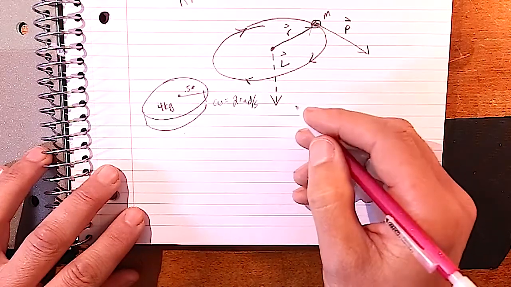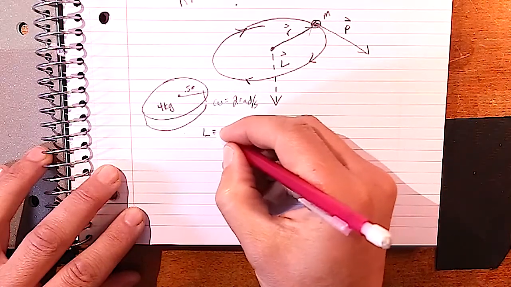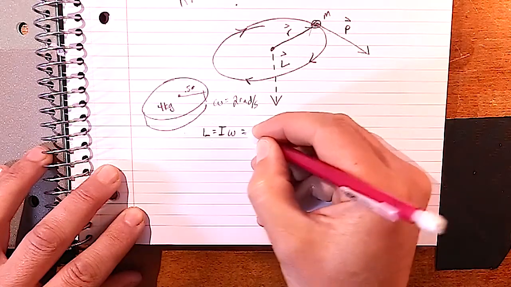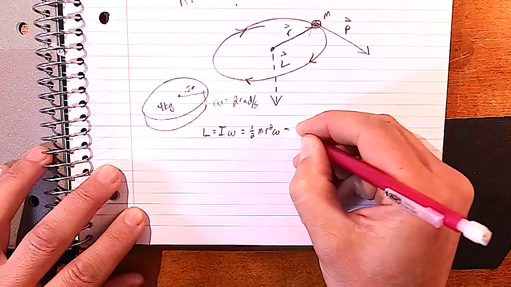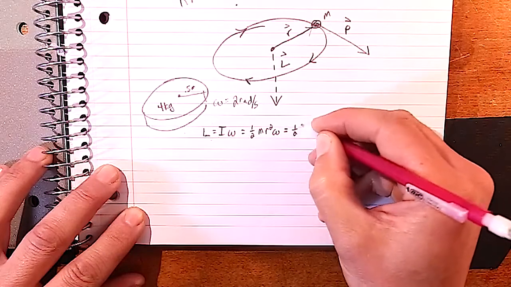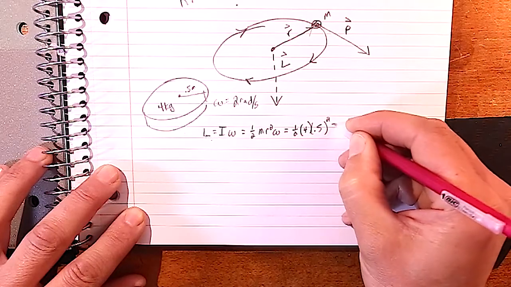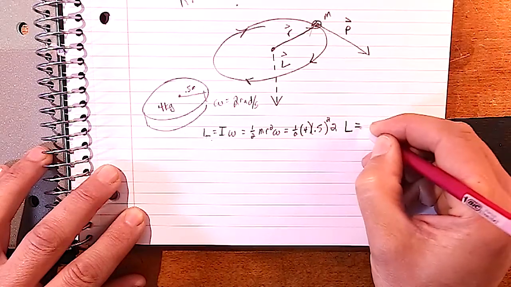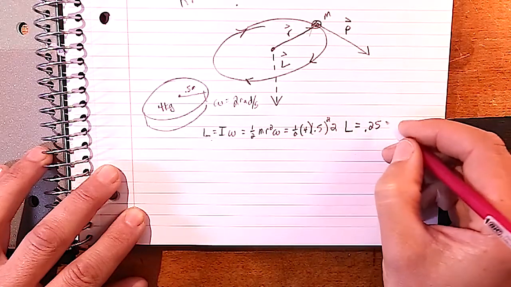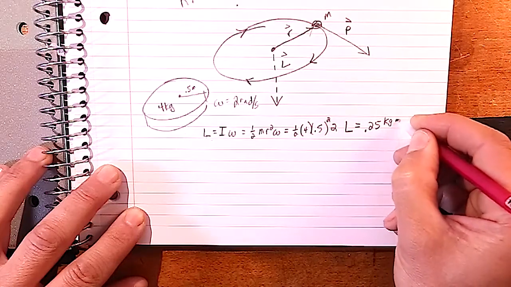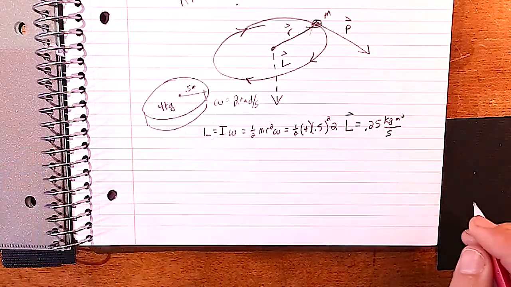Well, all we have to do in this case is use L equals I omega. And we know that I is 1/2 mr squared, times omega. That's going to be equal to 1/2 times 4 times 0.5 squared times 2. And that gives us an angular momentum of 0.25. And the units, deriving them from this, would be kilograms meters squared per second, and that's our L.